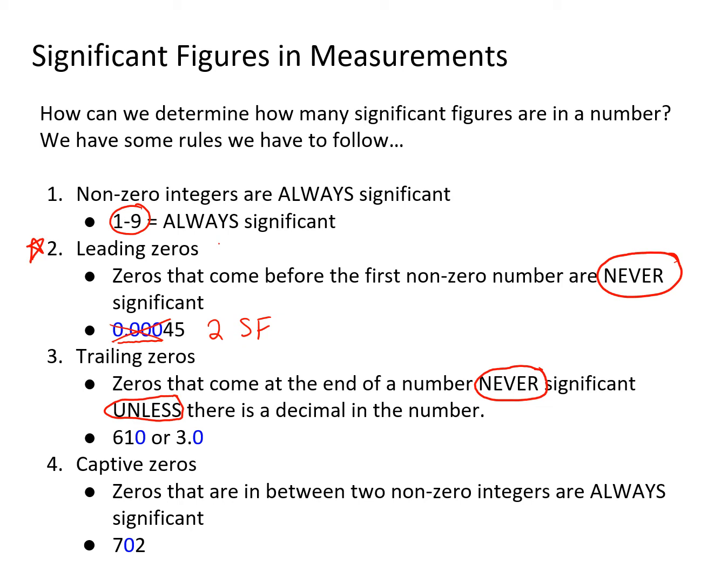So if we look at our examples here of 610 and 3.0, for 610, the first question I'd ask myself is, is there a decimal?